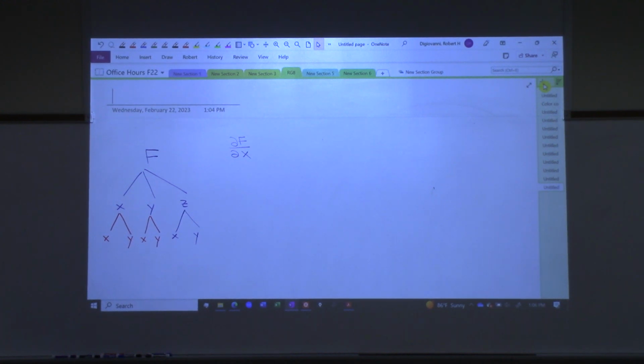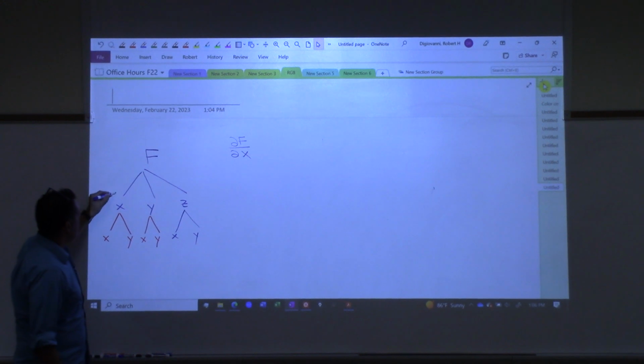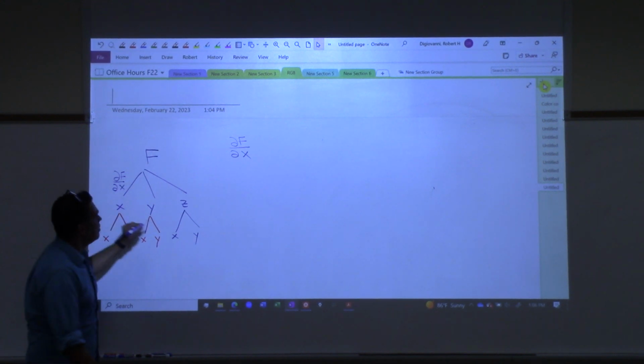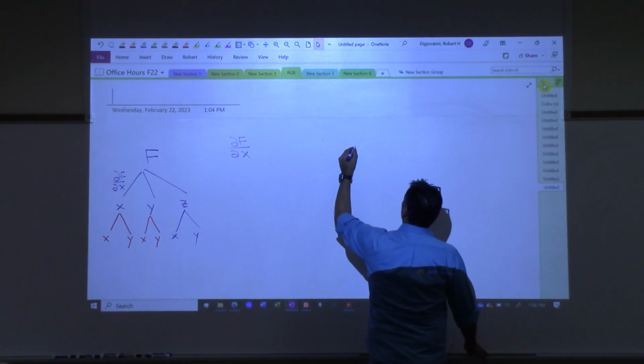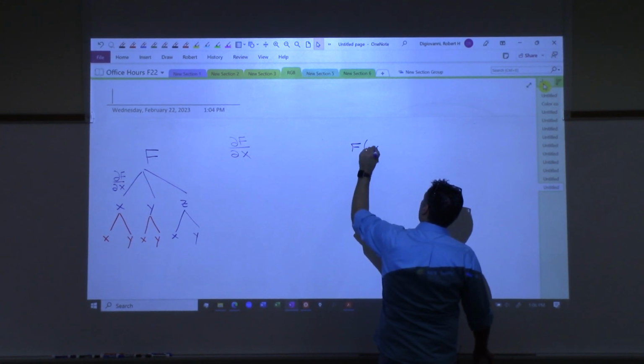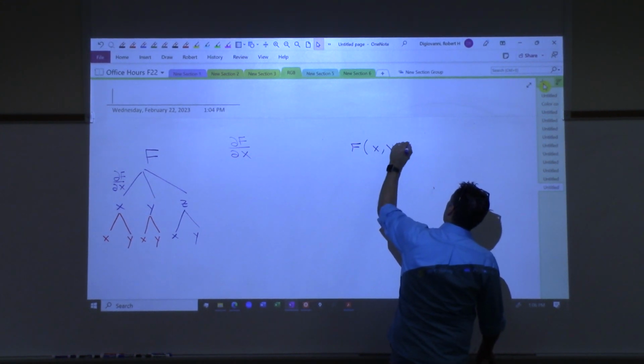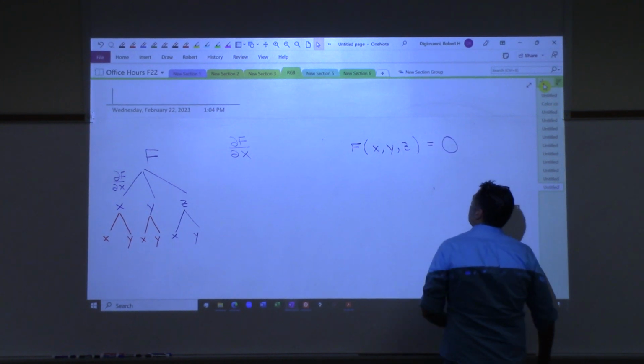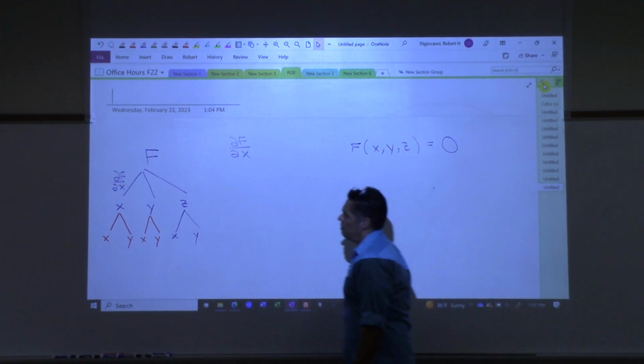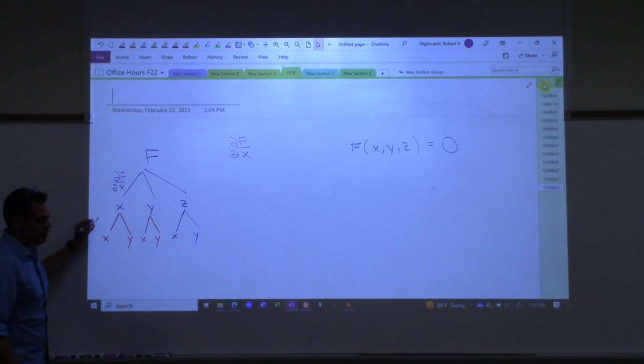Where is this in our tree? Do y'all see that partial in our tree? Yeah. Right here? What's from here to here? Partial F with respect to x, right? Hold on, let me write our original. We were taking this function of x, y, and z, and we were setting it equal to 0, right? Let me just write all the branches first before I do any more.